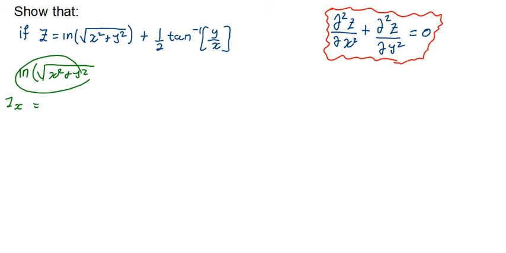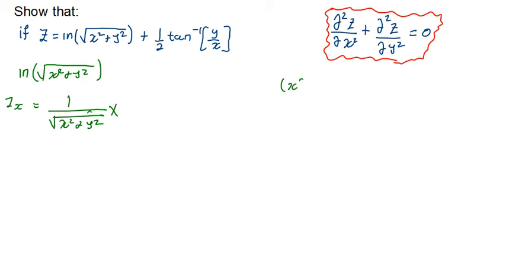differentiating this one here. We are very familiar with that one. So it would be 1 over the square root of x squared plus y squared. What are you also going to multiply by? The derivative of that. I have x squared plus y squared to the power 1 over 2. To differentiate this, you use the chain rule. That would be 1 over 2, then differentiate what you have here with respect to x. That's going to give you 2x.